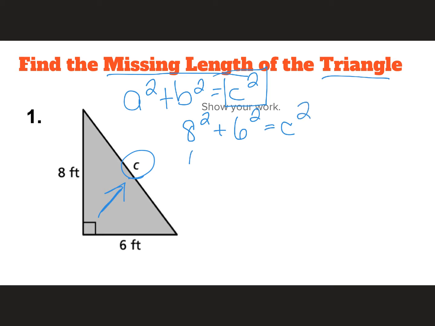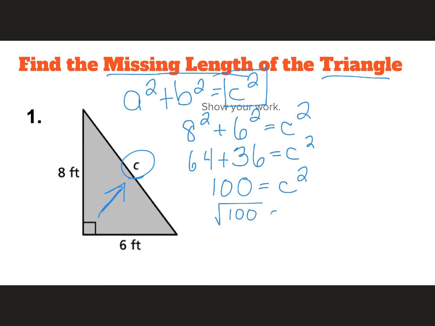I know 8 squared is 64, and 6 squared is 36. 64 plus 36 is 100, so 100 equals c squared. In order to solve this, we take the square root of both sides. The square root of 100 is simply 10. It could be positive or negative, but since we're talking about the length of the side of a triangle, it must be the positive number. So 10 equals c. Remember, when taking the square root of a square, we just get the answer back.